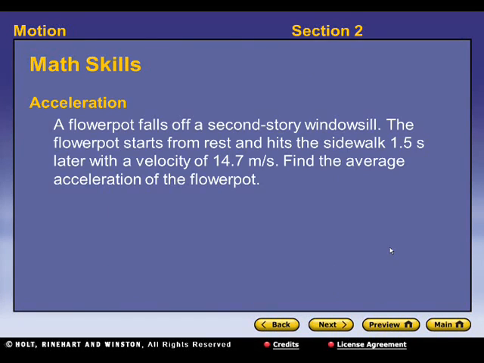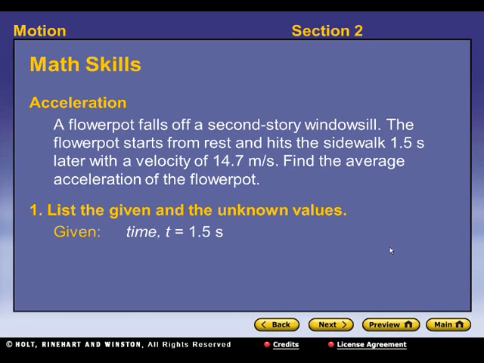Alright, so let's continue here. A flower pot falls off a second-story windowsill. The flower pot starts from rest and then hits the sidewalk 1.5 seconds later with a velocity of 14.7 meters per second. So find the average acceleration of the flower pot. So first we've got to list the givens and unknown values here, and what information the problem gives us and what we don't know or need to find out.